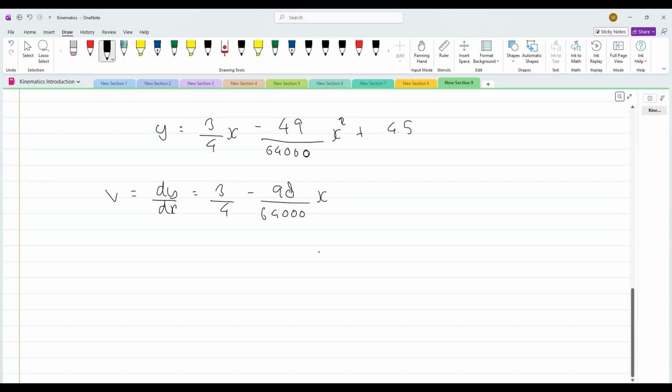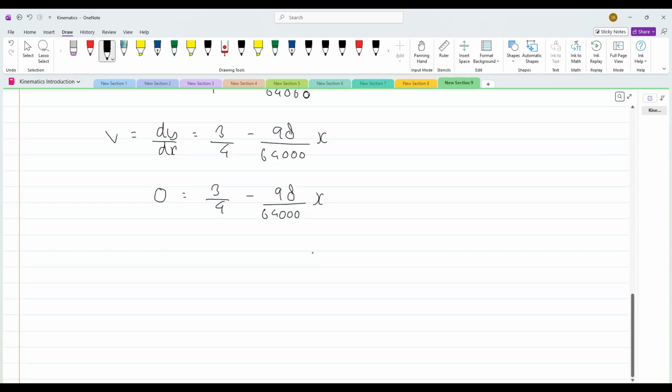Now we want the point where the velocity equals 0. This is a maximum value, so all we do is equate this differentiated equation equal to 0. So we have 0 equals 3/4 minus 98 over 64,000 x, and now we just solve for x, which is very simple.